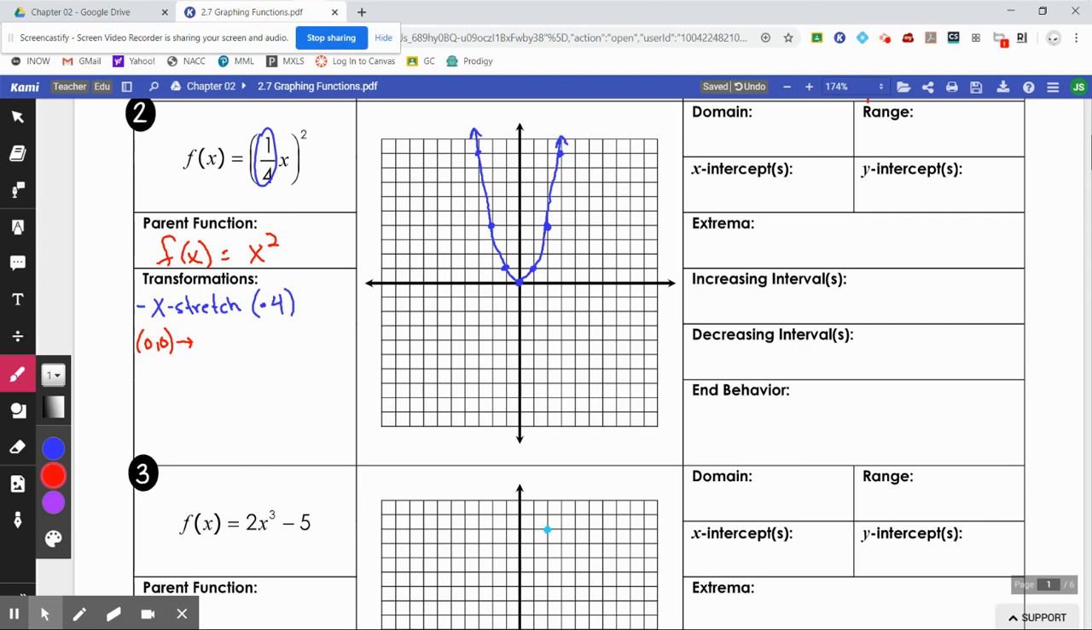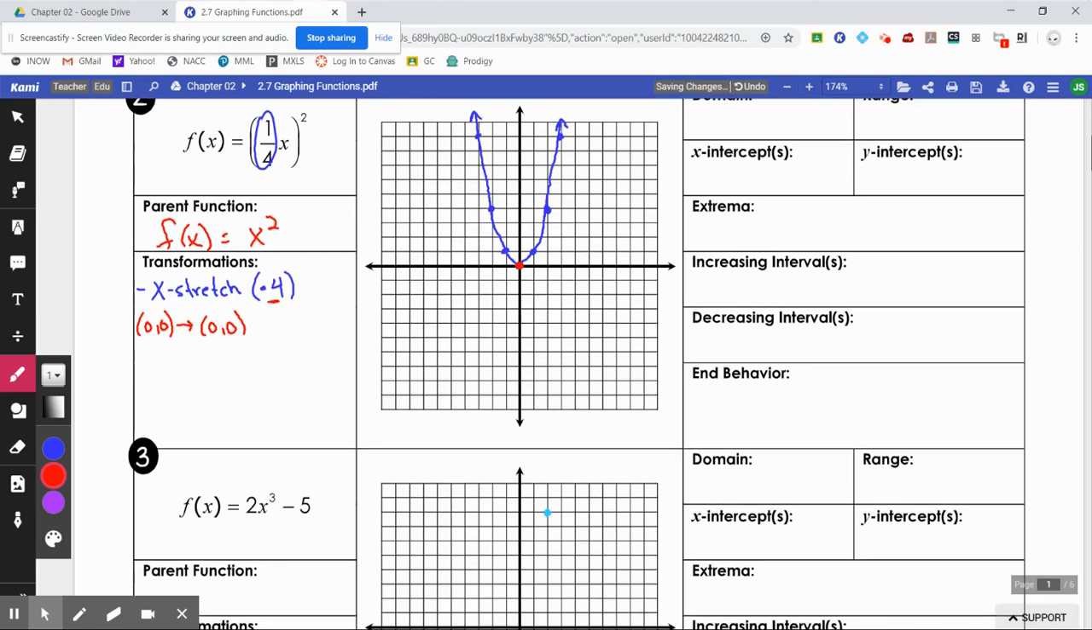0, 0, and all you're going to do, again, is stretch the x's. You're going to multiply the x's by 4. So 0, 0 remains at 0, 0. That's still your vertex. The point 1, 1 would turn into 4, 1.